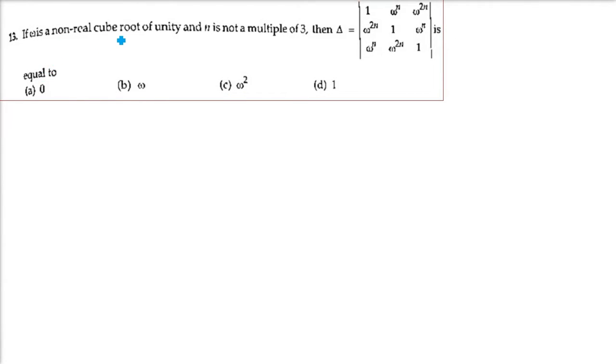If omega is a non-real cube root of unity and n is not a multiple of 3, then what is the value of this determinant? So non-real cube root of unity.